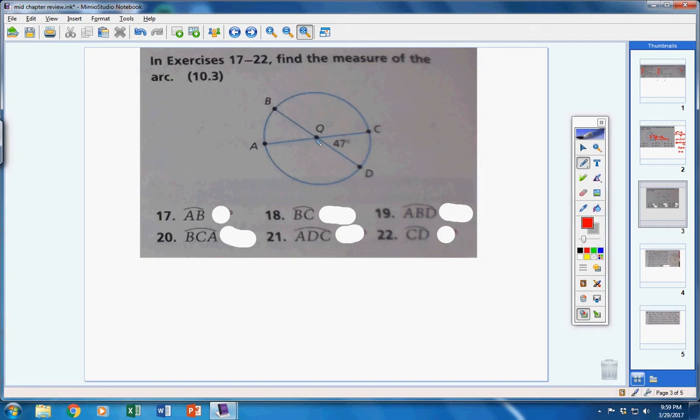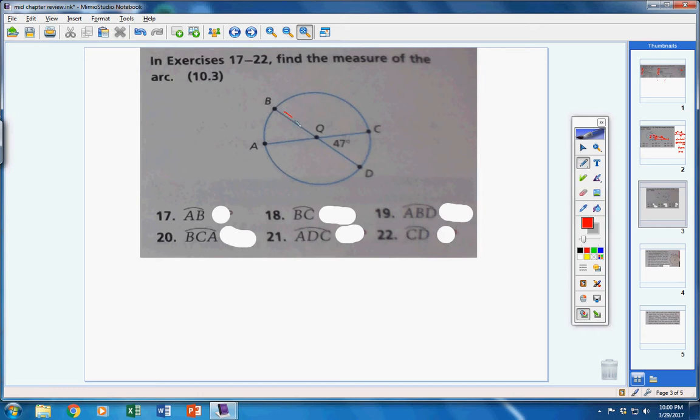C is the center of the circle. Q is the center of the circle. Hopefully, if you've been listening and learning, you know that this arc here is measured by its central angle. So here's the central angle that forms arc CD. If the central angle is 47, then the arc here is also 47 degrees. So with that in mind, I think it would be a smart thing to just label all these angles real quick.